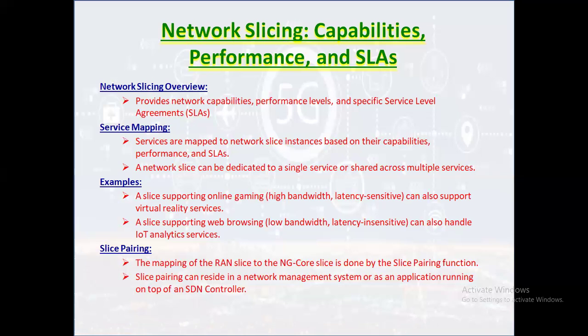And the next is slice pairing. Slice pairing involves the mapping of radio access network, that is RAN, slice to the next generation core, NG core slice, ensuring connectivity and performance. This function can be integrated into a network management system and operate as an application running on top of an SDN controller, facilitating efficient management and orchestration of network slices.